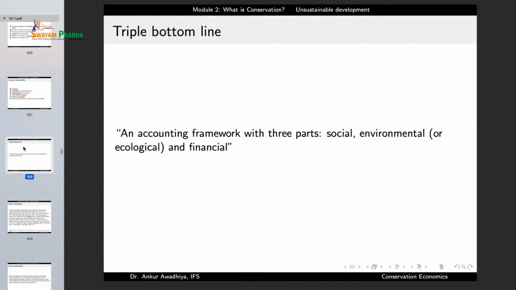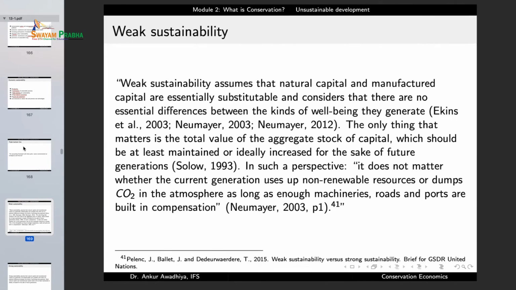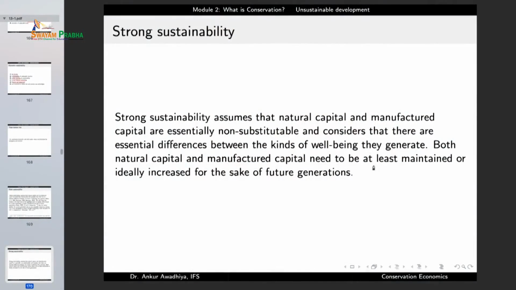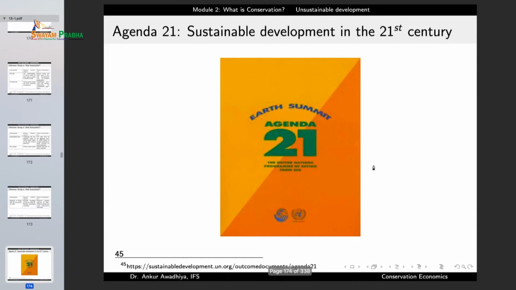And we also talked about the triple bottom line, where all these three things are incorporated. Then there is weak and strong sustainability. Weak sustainability says that if we are not preserving our natural resources, but we are having more industries or more roads, then that is fine. But strong sustainability says that we need more industries and more roads, but we also need forests, and so we cannot give up the forest to have more roads. So that is the basic difference.